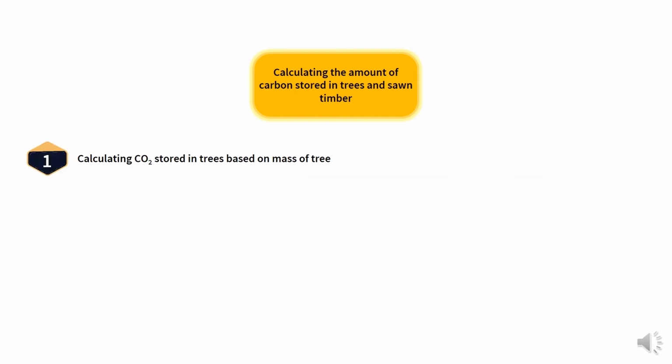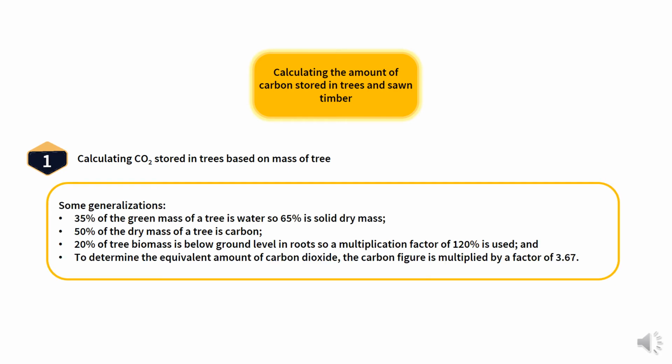The most common method is calculating carbon dioxide stored in trees based on mass of tree. For this method, we need some generalizations. 30% of the green mass of a tree is water, so 70% is solid dry mass. And 50% of the dry mass of a tree is carbon, and 20% of the tree biomass is below ground level in wood, so a multiplication factor of 120% is used. To determine the equivalent amount of carbon dioxide, the carbon figure is multiplied by a factor of 3.67.